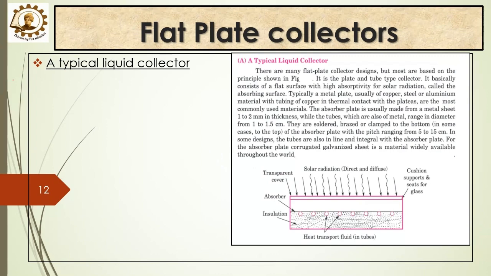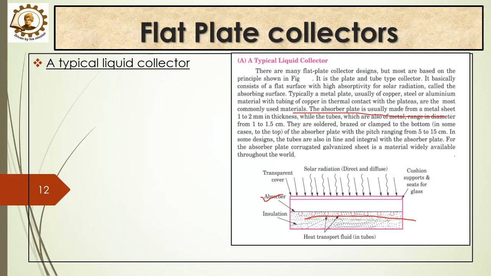So as we can see, there are many types of flat plate collectors, but this flat plate collector is known as the flat plate tube type collector, the plate and the tube type collector. So there are several tubes and plates. It is basically consisting of a flat surface with high absorbivity for solar radiation, known as the absorber or the absorbing surface. Typically a metal plate, usually made of copper, steel or aluminum with tubing of copper in thermal contact with the plates, is taken as the most commonly used material.